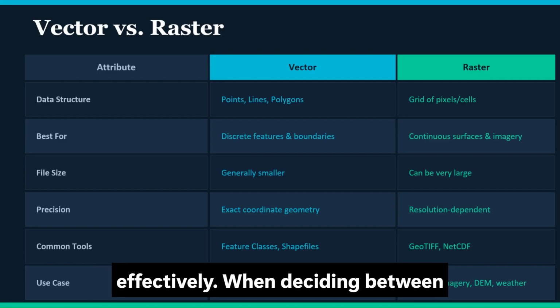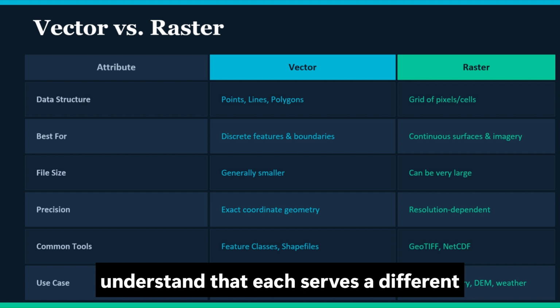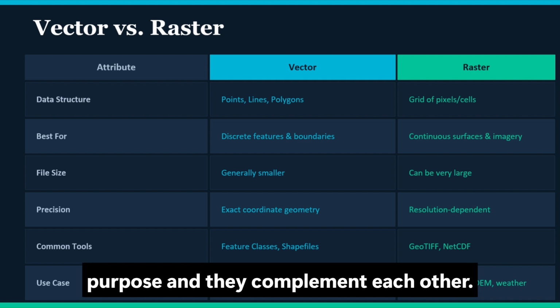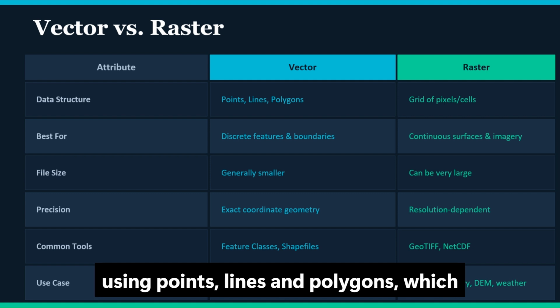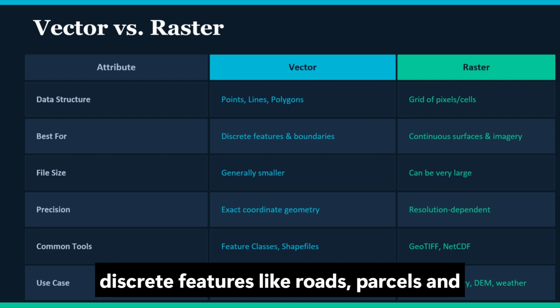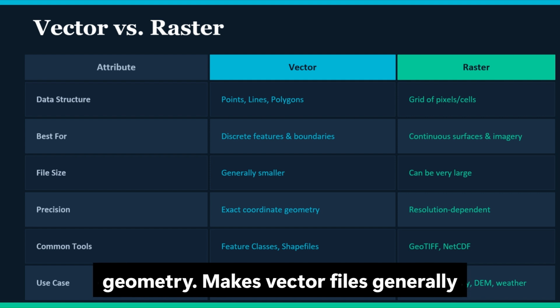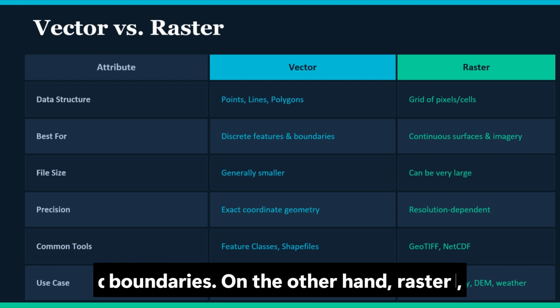When deciding between vector and raster data, it's important to understand that each serves a different purpose and they complement each other in GIS work. Vector data is structured using points, lines, and polygons, which allow for precise representation of discrete features like roads, parcels, and buildings. This precision in coordinate geometry makes vector files generally smaller and highly accurate in defining boundaries.